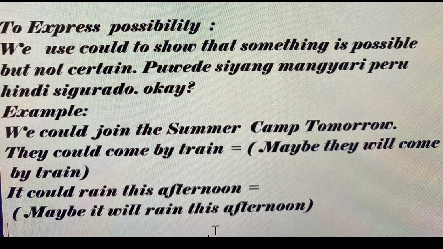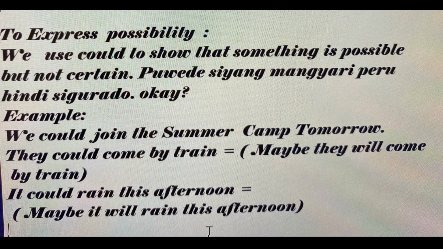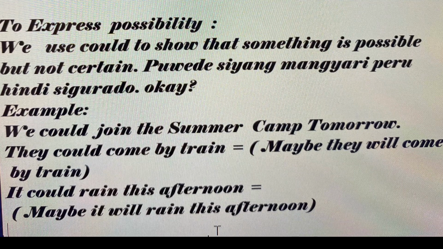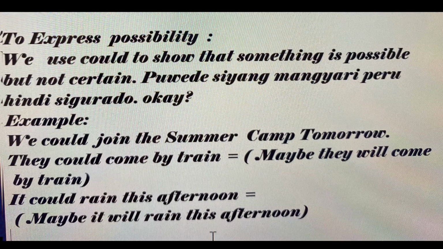Another use of could is to express possibility, okay? We use could to show that something is possible but not certain. Pwede siyang mangyari pero hindi sigurado, okay? Example, we could join the summer camp tomorrow.